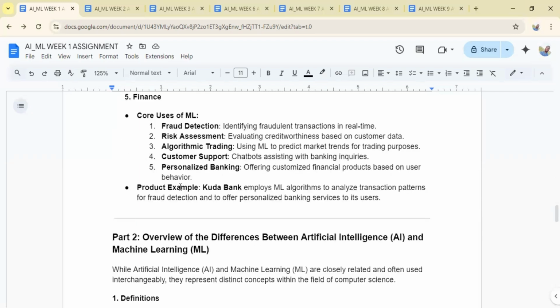The fifth one is in finance, where the core use of machine learning is in fraud detection, which is to identify fraudulent transactions in real time, risk assessment, algorithmic trading, customer support, personalized banking, etc. So Kuda Bank, OPay, and all the rest of them employ machine learning algorithms to analyze transaction patterns for fraud detection and to offer personalized banking services to their users and customers.